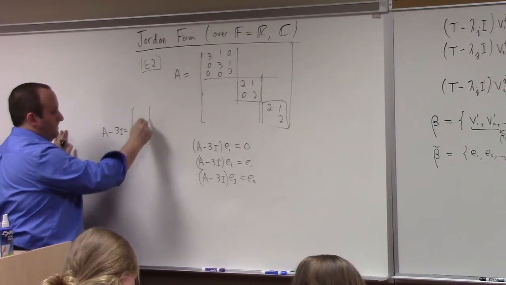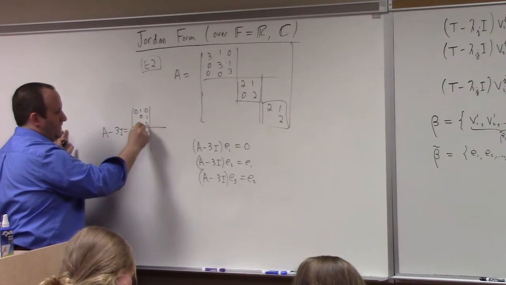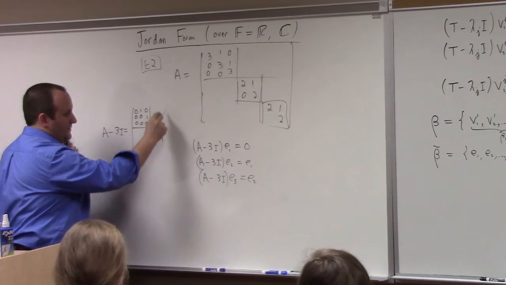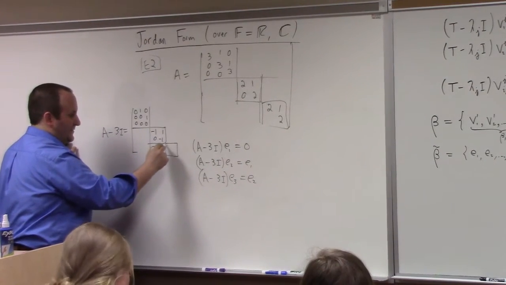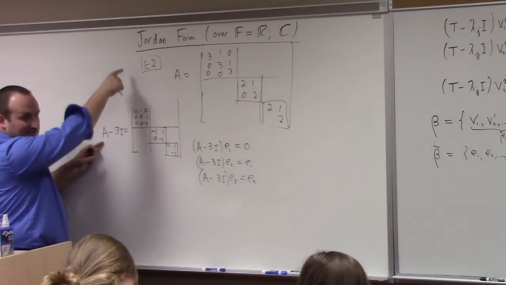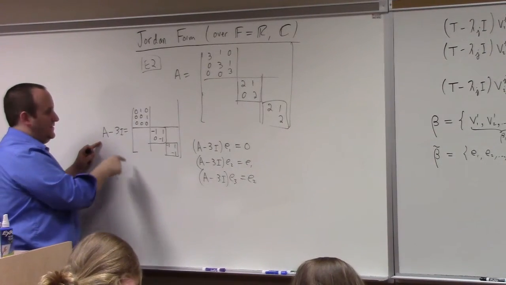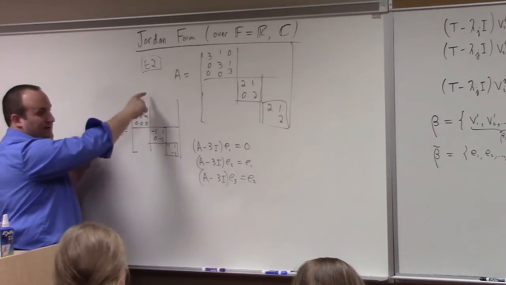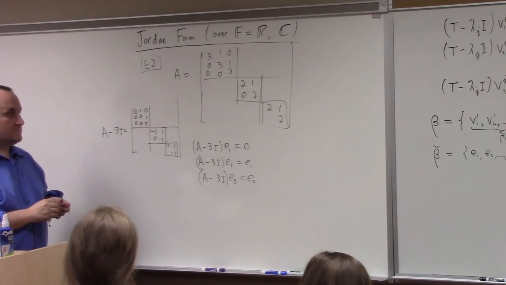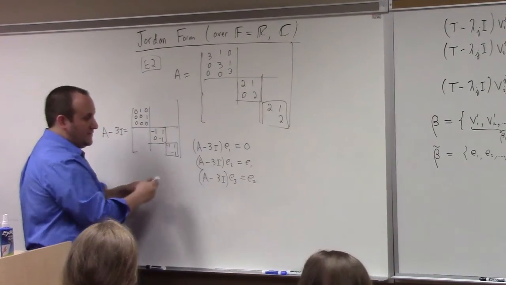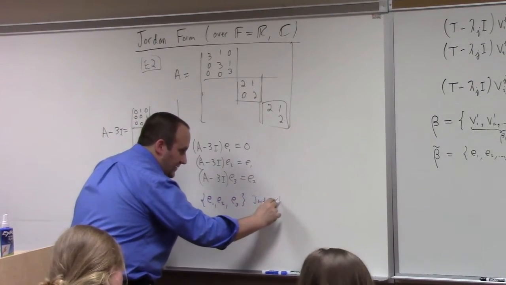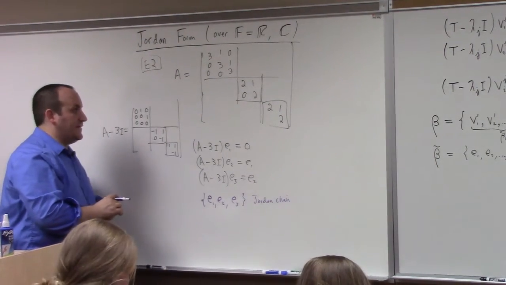Using block notation. Well, I guess I was already using block notation, wasn't I? Not really telling you anything surprising. So when I take E1 and multiply it by this matrix, the first column is just zeros. If I take A minus 3I times E2, the second column is E1. A minus 3I times E3 gives me E2. And this pattern would continue if I had more in the first block, right? So that makes E1, E2, E3 a Jordan chain of length 3 with eigenvalue 3.